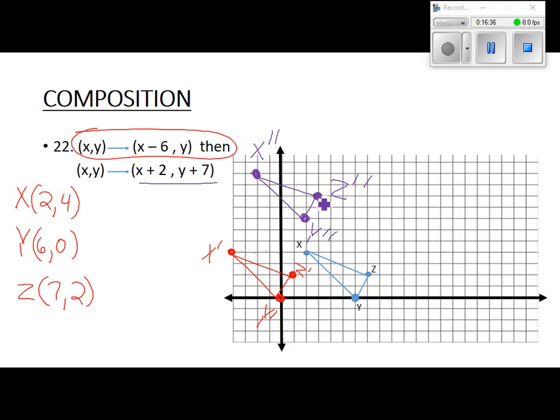Once Bree gets this far, she graphs this purple triangle that I have. What should be true about it and the blue triangle? They should look exactly the same. So if her triangle ended up looking like that, then what does she know? It's wrong. She messed up somewhere. She probably counted wrong. Go back and fix it, right?